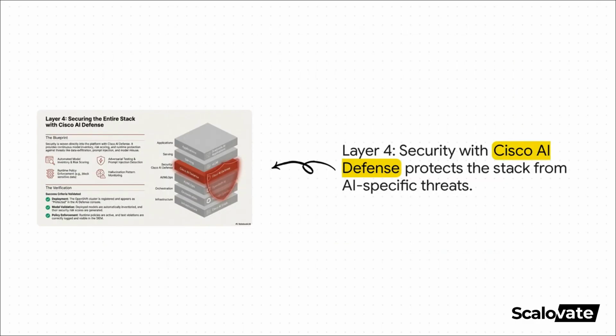Remember how important security was in our iceberg? Well, here in layer 4, you can see how it's not just an afterthought, it's a core part of the design. A dedicated security fabric like Cisco AI Defense is literally woven right into the stack. It's constantly on guard, protecting against AI-specific attacks like people trying to trick the model or steal your data.